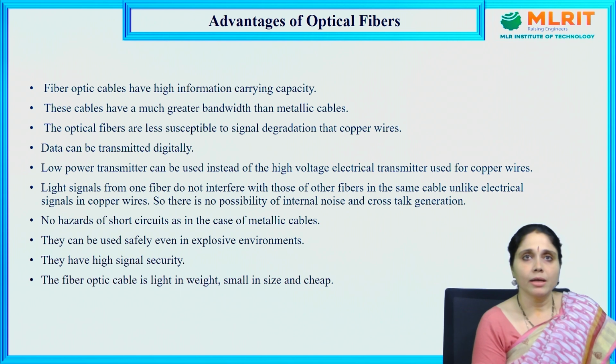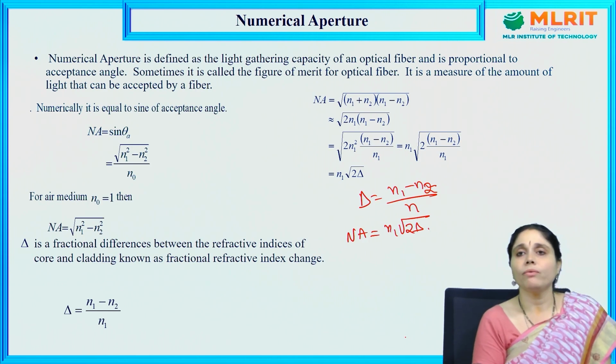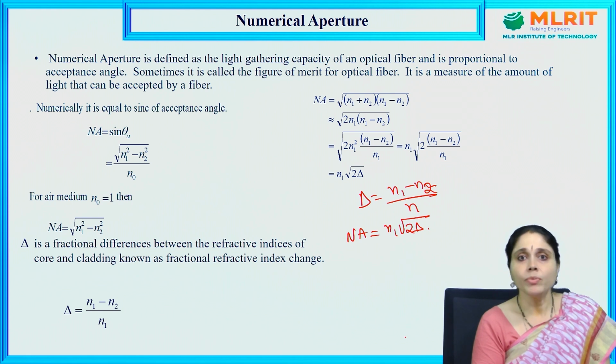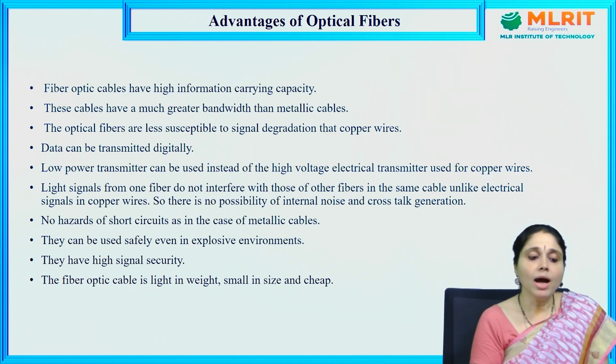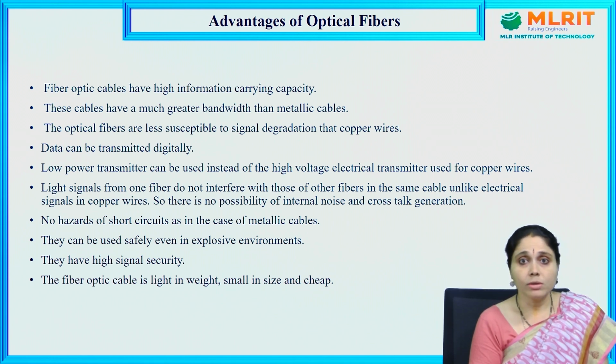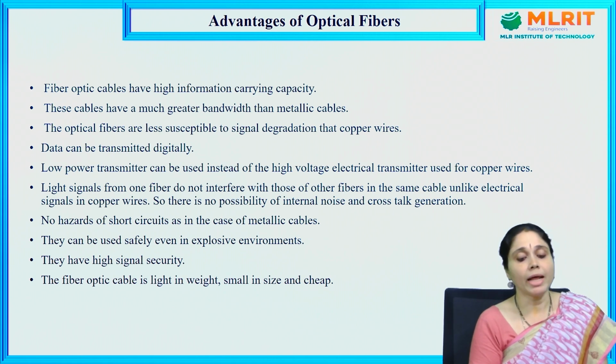Okay, next. Up to now we have learned what an optical fiber is, the structure of an optical fiber, how the light enters through the optical fiber, that is the principle of optical fiber, and also acceptance angle and numerical aperture. Let us now consider the advantages of optical fibers, and why optical fibers are used. Fiber optic cables have high information carrying capacity because they are very thin and also very flexible. These cables have much greater bandwidth than metallic cables.